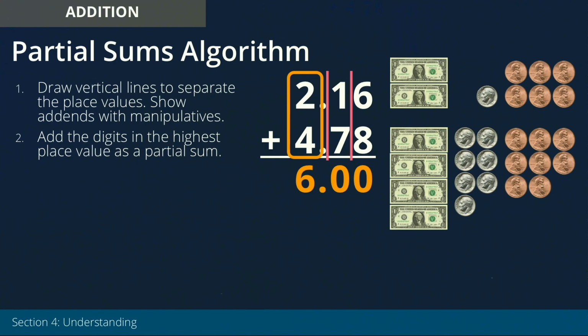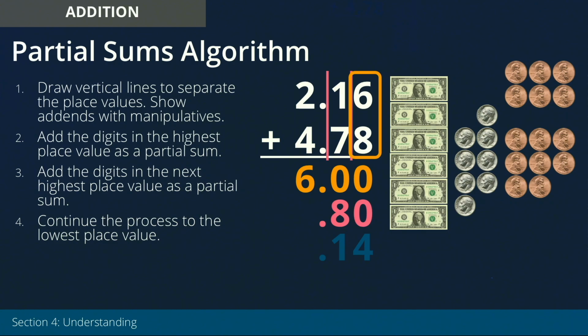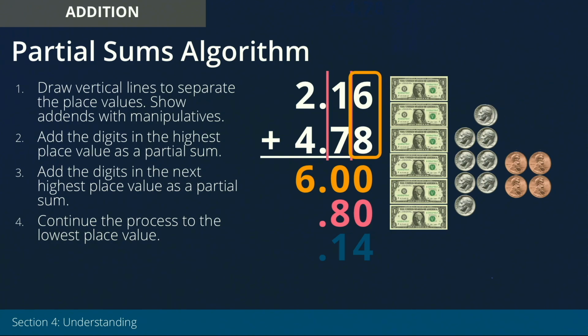So here, $2 plus $4 equals $6. And then I think about adding in the tenths. Here, 1/10 plus 7/10, or 10 cents plus 70 cents, that would be 80 cents. And then I move to the least place value here. Here I have 6 hundredths plus 8 hundredths, or I could think about that as 6 cents plus 8 cents. That would be 14 cents. Now do you see how I did my regrouping there? So I went ahead and did my regrouping, and I also wrote my partial sums below the equal line.